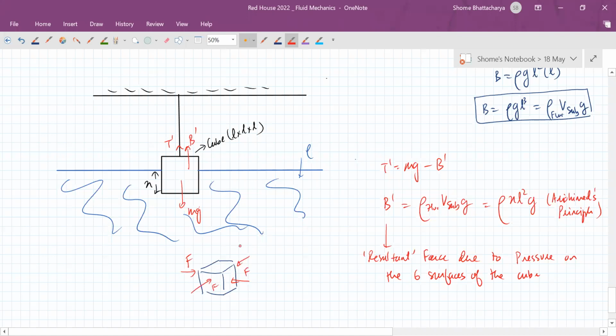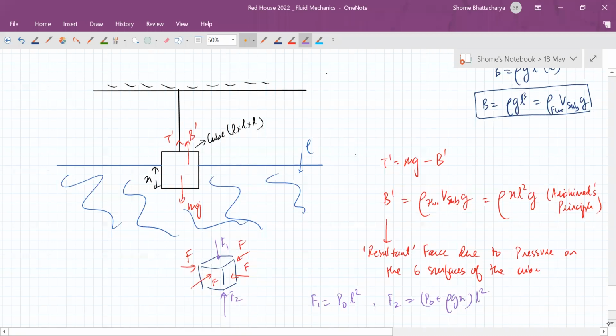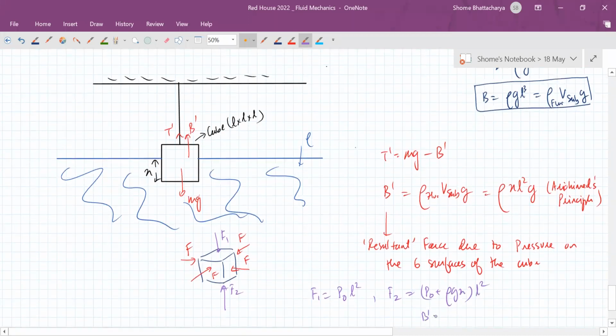But what only survives is the force on the top surface, let's say F1, and the force on the bottom surface, F2. Now this time F1 will be atmospheric pressure into L square, whereas F2 will be the pressure at a depth of x, so it will be P naught plus rho g x into L square. So the moment you figure out that buoyant force is F2 minus F1, you can see it is rho g x into L square, which will connect you with this concept.